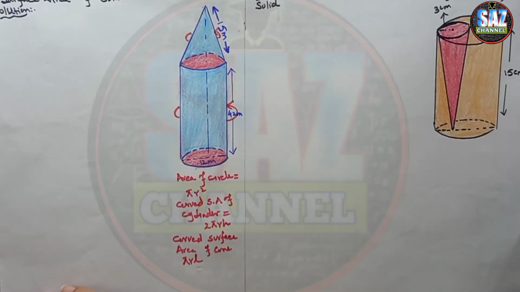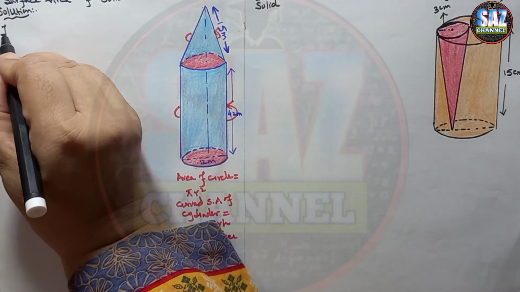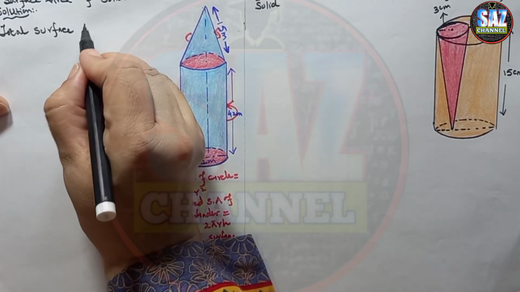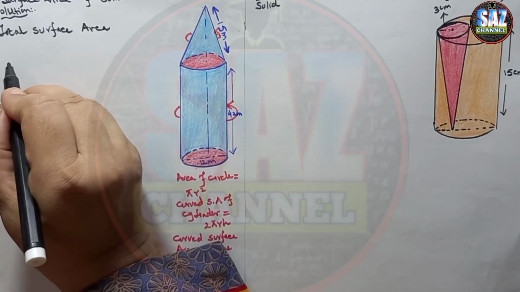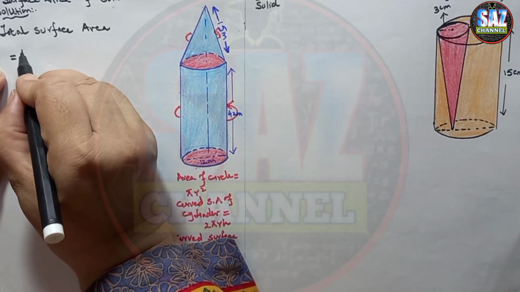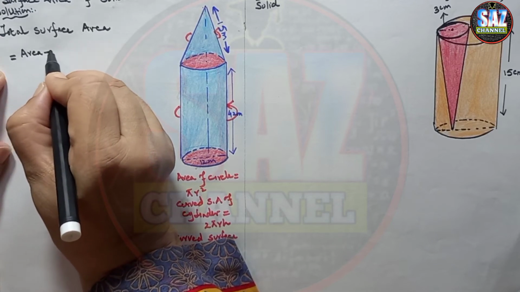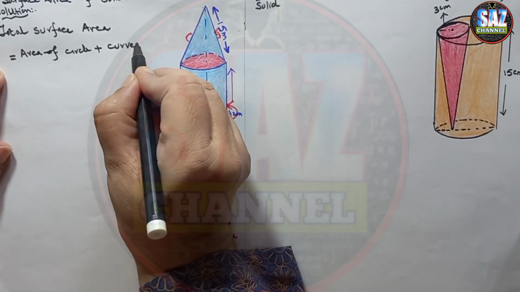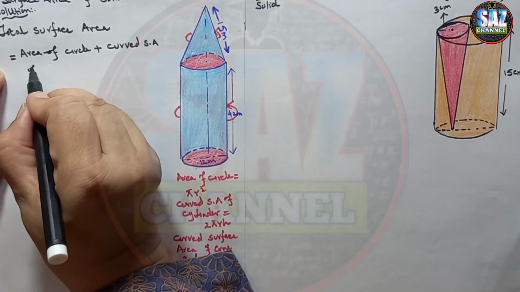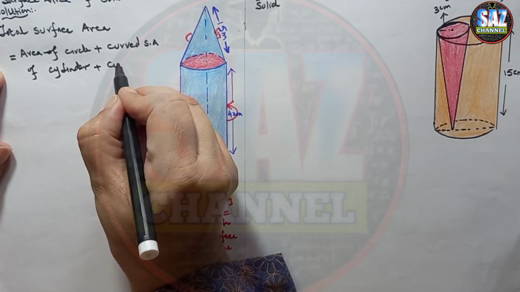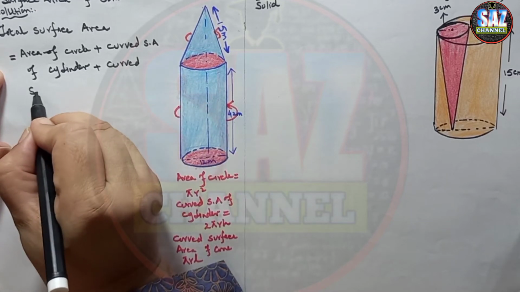So the total surface area of the rocket will be equal to the base area of the rocket, or area of circle which is in the base, plus curved surface area of cylinder, plus the curved surface area of cone.